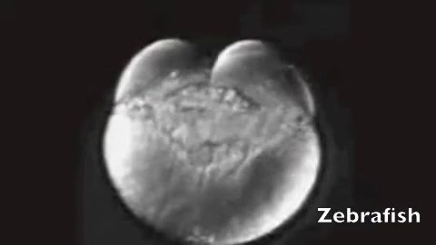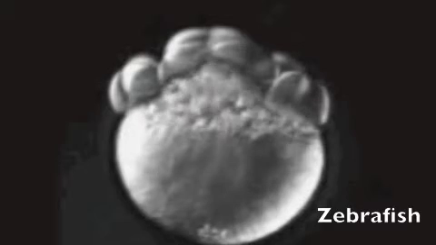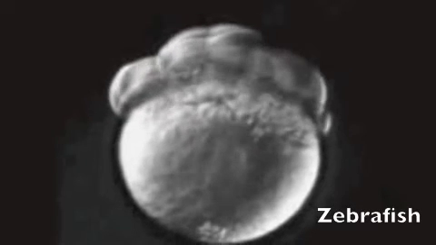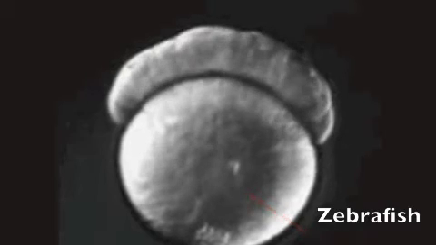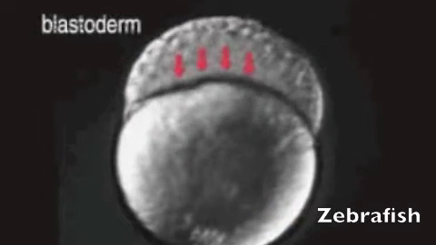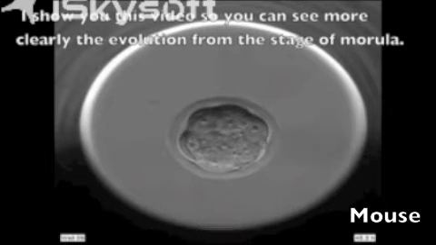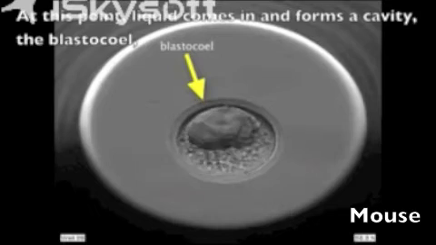In the zebrafish, these cells develop on top of the yolk. The initial cluster of cells is called the morula. The embryo now undergoes blastrulation, which is seen by the development of the blastoderm. Blastrulation happens when liquid comes in, forming a cavity called the blastocele.